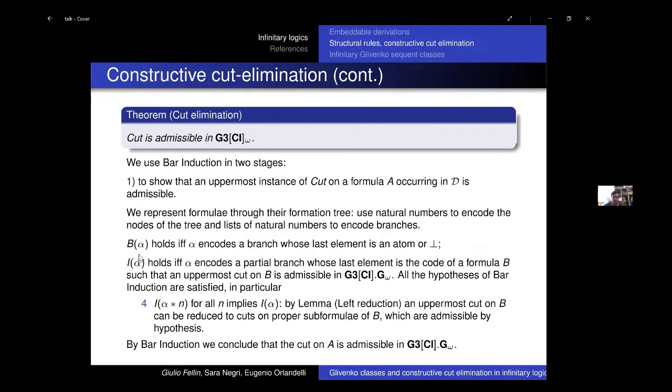And the inductive predicate is that alpha encodes a partial branch whose last element is the code of a formula B, such that an uppermost cut on B is admissible in the calculus. And we have that all the hypotheses of Bar induction are satisfied. Okay, so we use the left reduction to prove the clause 4. By Bar induction, we can apply Bar induction, and we conclude that the cut on A is admissible in this calculus.